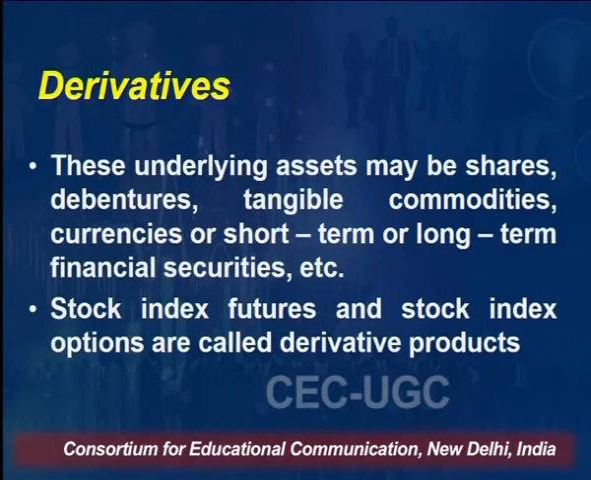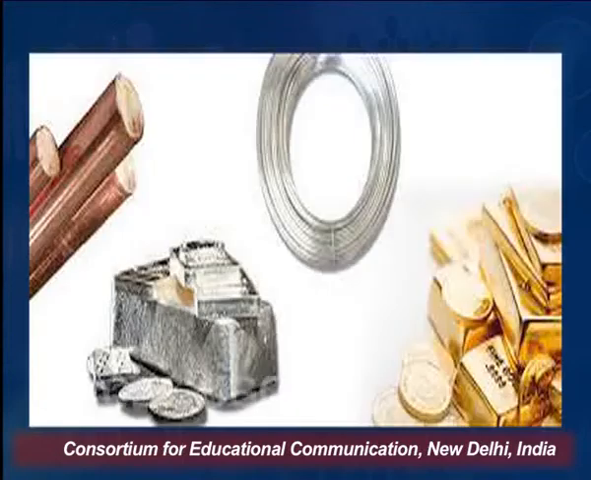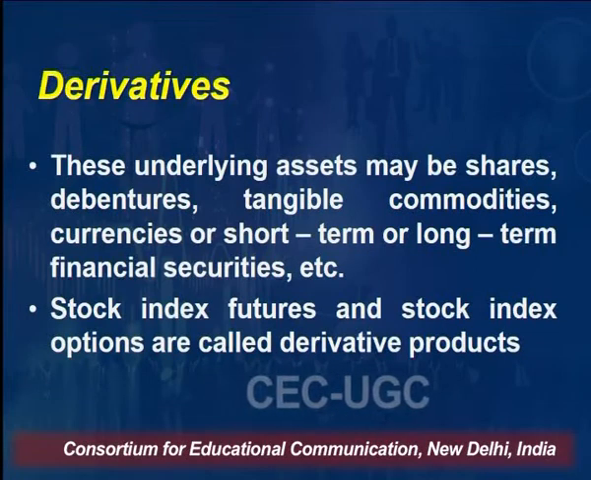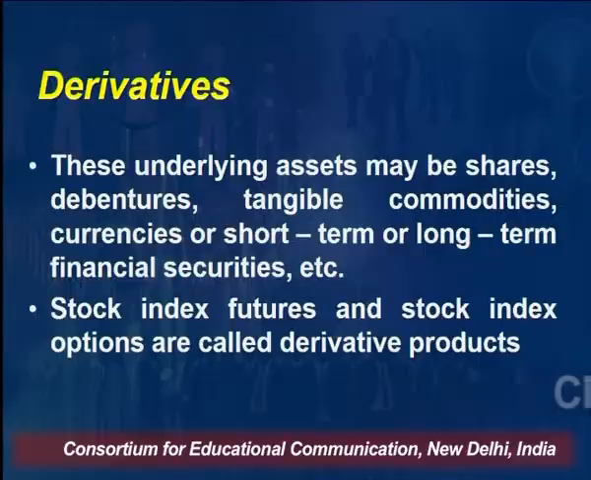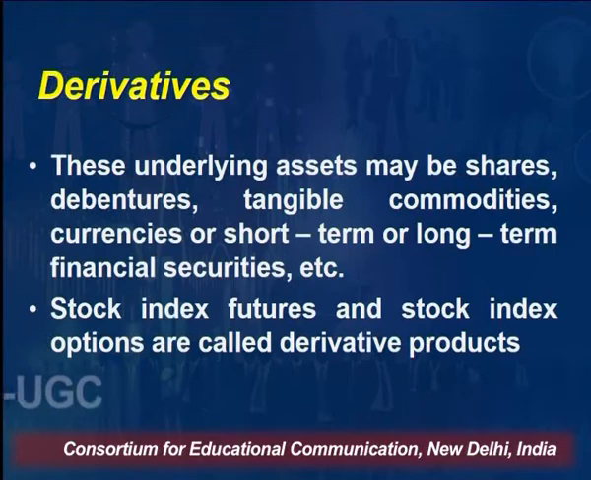The different types of derivatives that I can engage in with the other party, I'll be talking about later on. But the derivative price of Reliance will depend on the current price of Reliance, that is, the price of Reliance in the stock exchange. So the value of the derivatives may depend on any of these underlying assets. These underlying assets may be shares, as I just said, debentures, tangible commodities in the form of gold, silver, copper, aluminum, or agri commodities like pulses, rice, or it may be currencies, or short term or long term financial securities. So these are the different types of underlying assets from which the derivative is derived. So stock index futures and stock index options are also called derivative products. And what are the underlying assets?